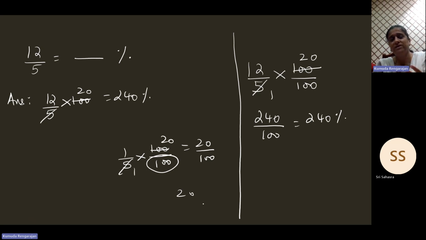What do you mean by percent? Out of 100. Per means out of. Cent is 100. So 20 out of 100. Instead of writing out of 100, we write 20%. That's what it is. But we normally don't work like this. What we do is, to convert a fraction or a decimal to a percentage, multiply by 100, to 40%. Right?